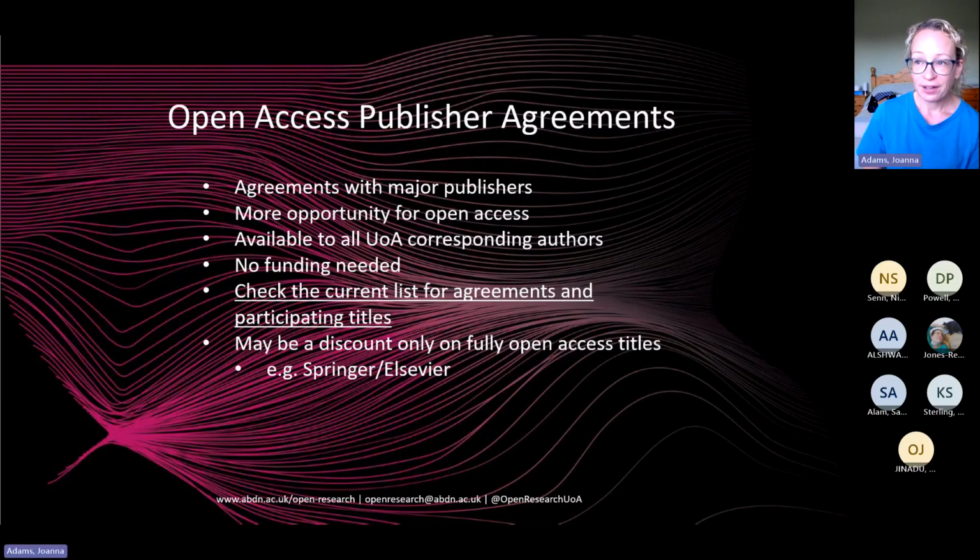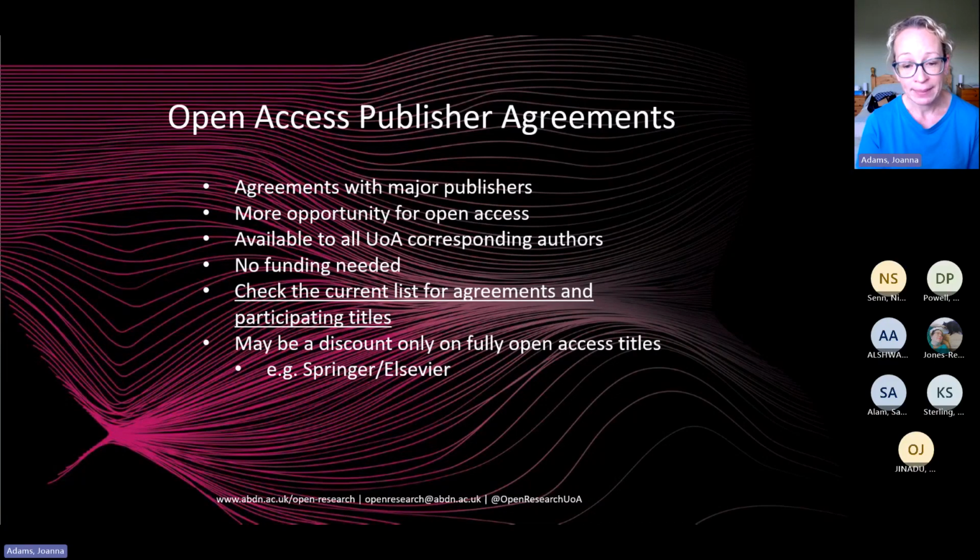We do have other routes to open access as well. So rights retention is not the only thing that you can do. It is meant as another option for you. We also have open access publisher agreements. We have around 20 agreements now at the institution, with all of the major publishers like Elsevier, Springer, Wiley. They give more opportunity for open access, as University of Aberdeen corresponding authors can publish open access under an open license in participating titles.